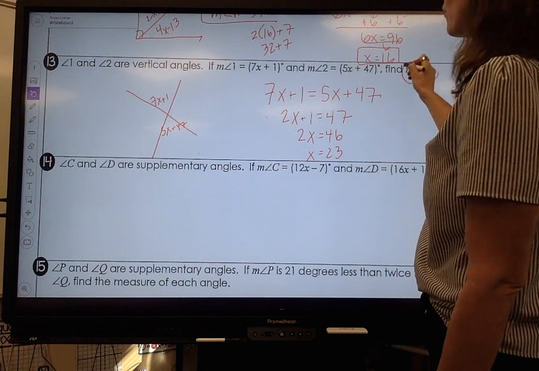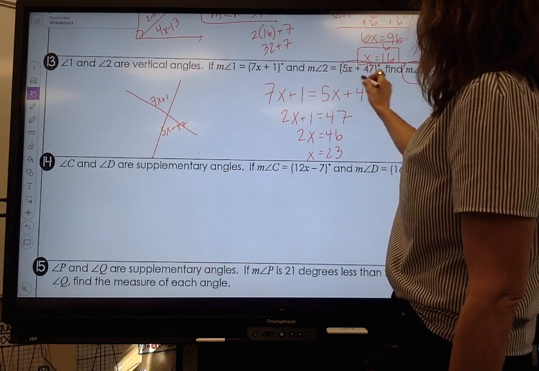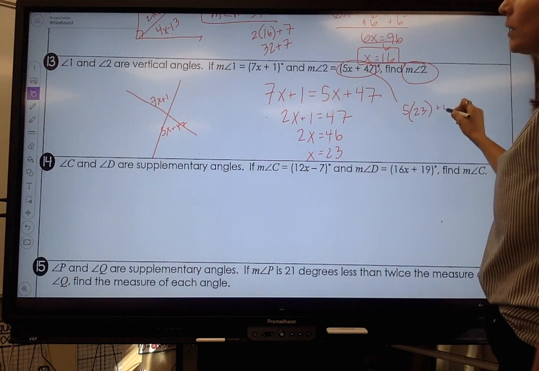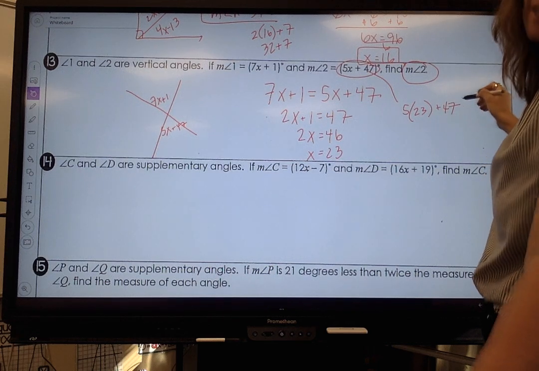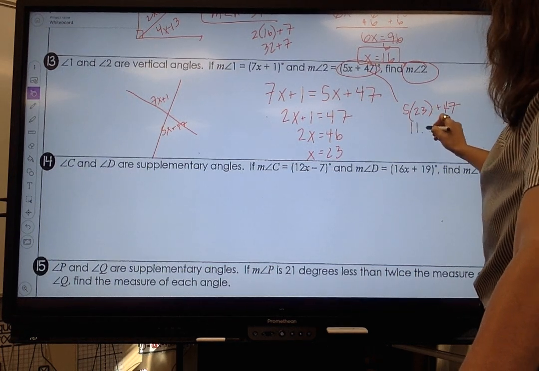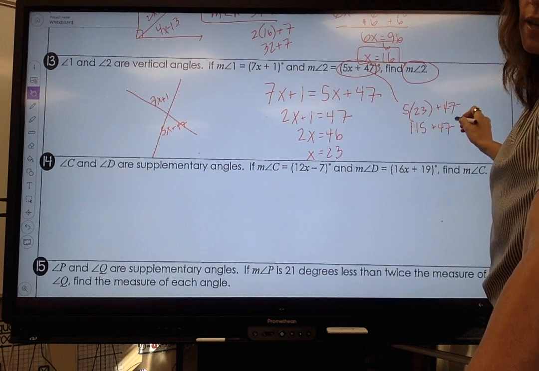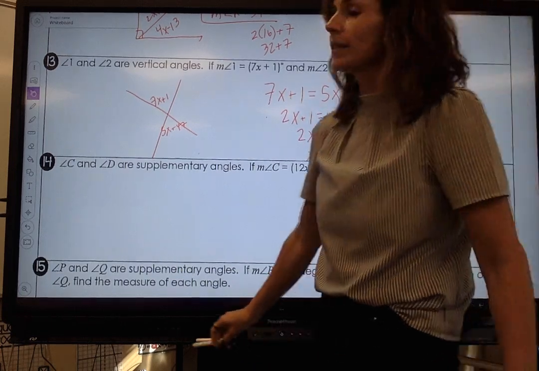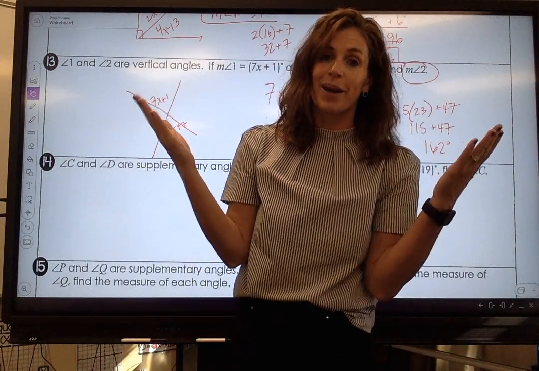The question's asking for angle 2. Angle 2 is right here. So 5 times 23 plus 47, and that's going to give me 115 plus 47, and that's going to give me 162 degrees. So that's how you use algebra, but I'm sure you already knew that.